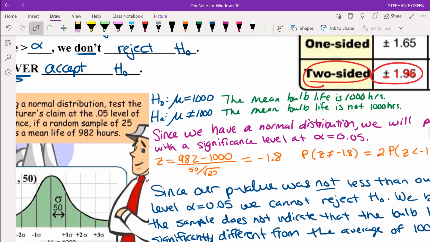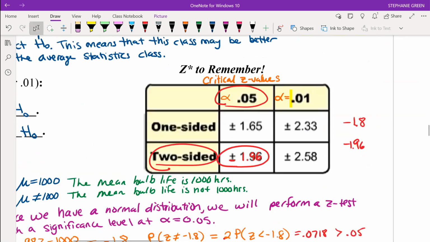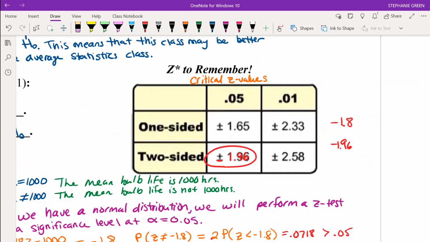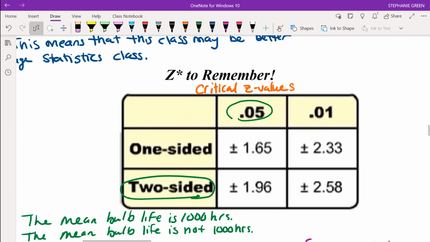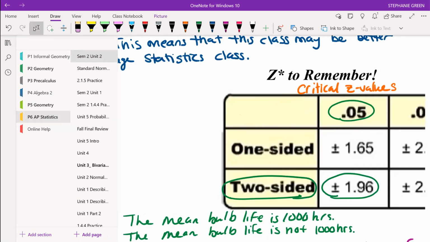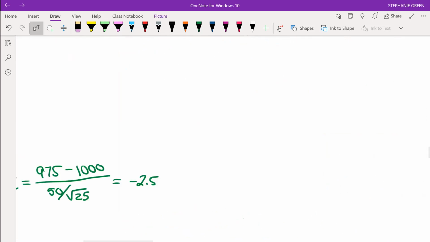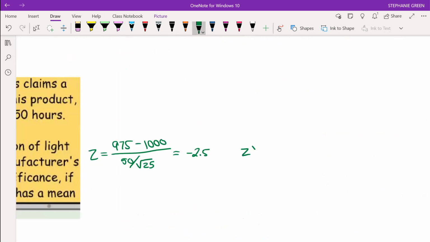Those critical z-scores. We have a lot of stuff going on here. We have a two-sided significance test at the 0.05 level, which means we want to get a number that is further from 0 than negative 1.96. Okay, the z star at 0.05 is negative 1.96.